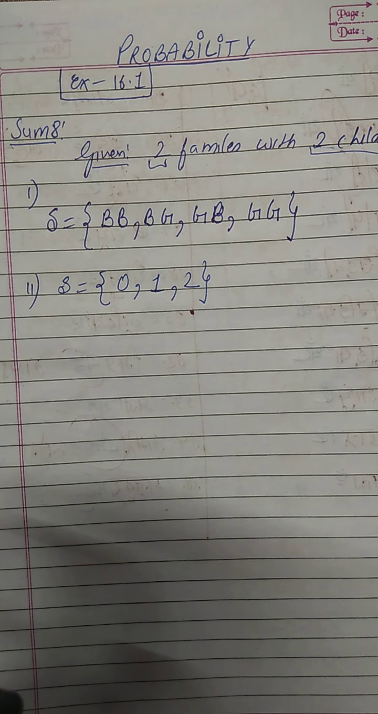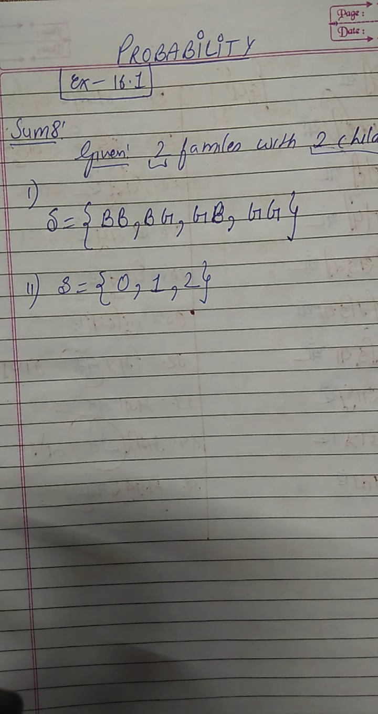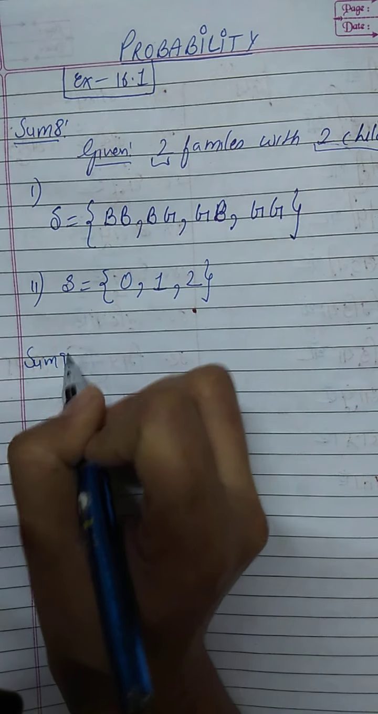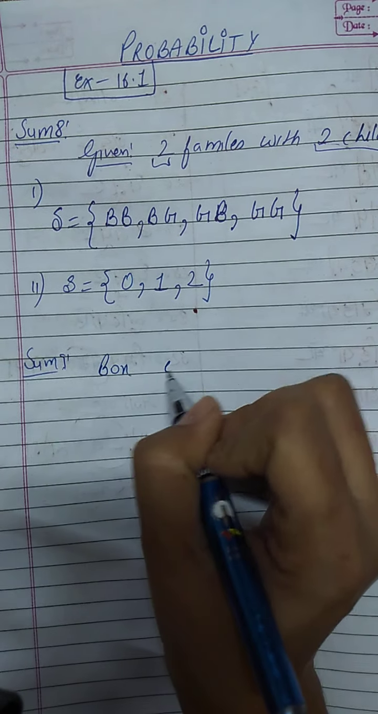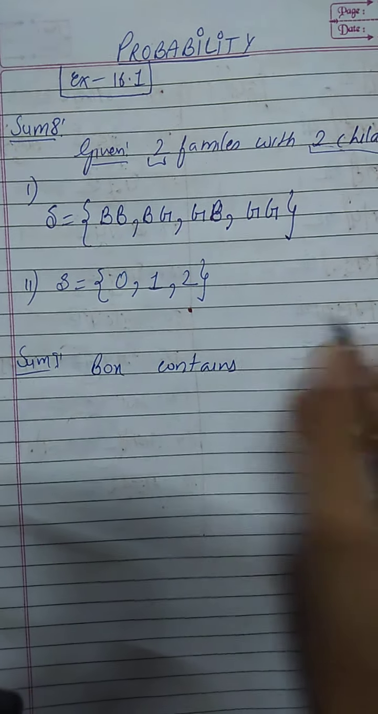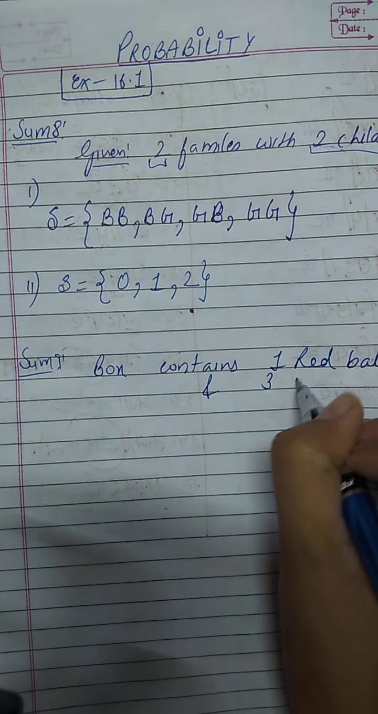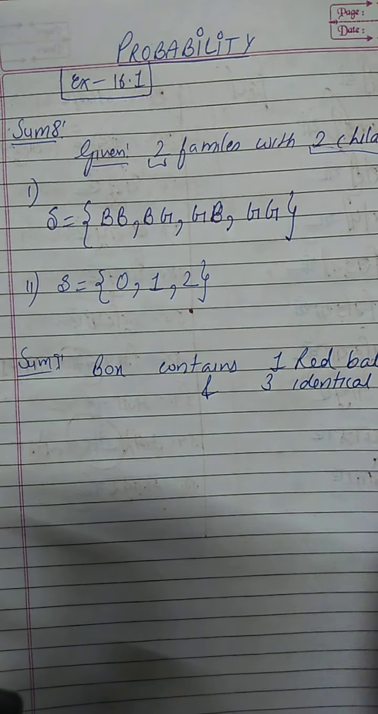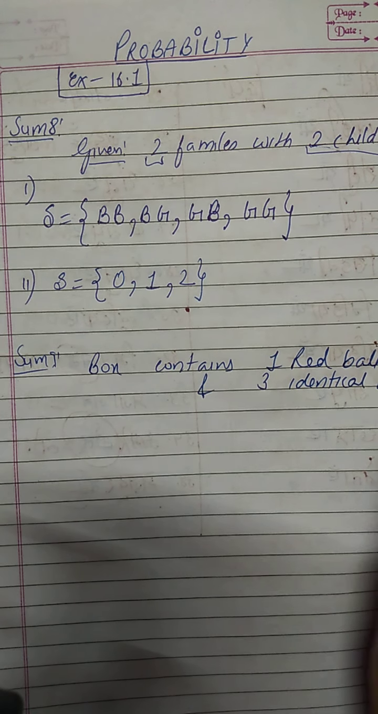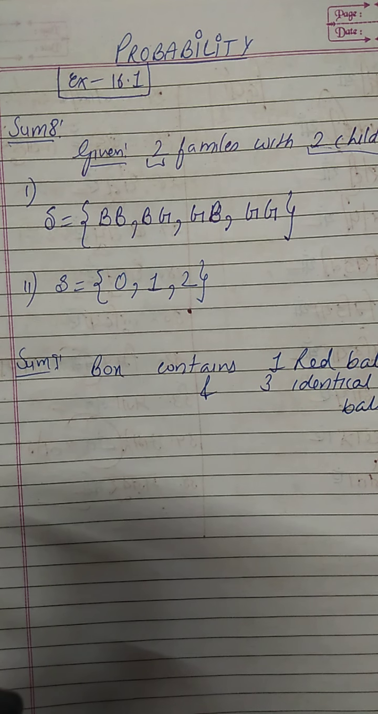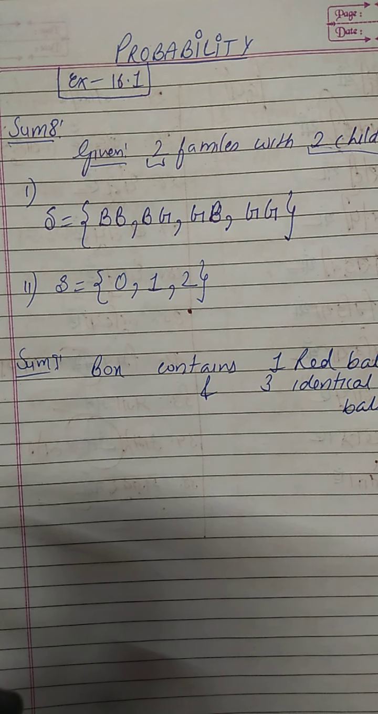Next, sum number 9: a box contains one red and three identical white balls. Now, white balls are identical. In the box there is one red ball and three identical white balls. When the word identical has come, that means I cannot number the balls. All the three balls which are white in color are identical. So whenever we have the word identical, we will not number the balls.